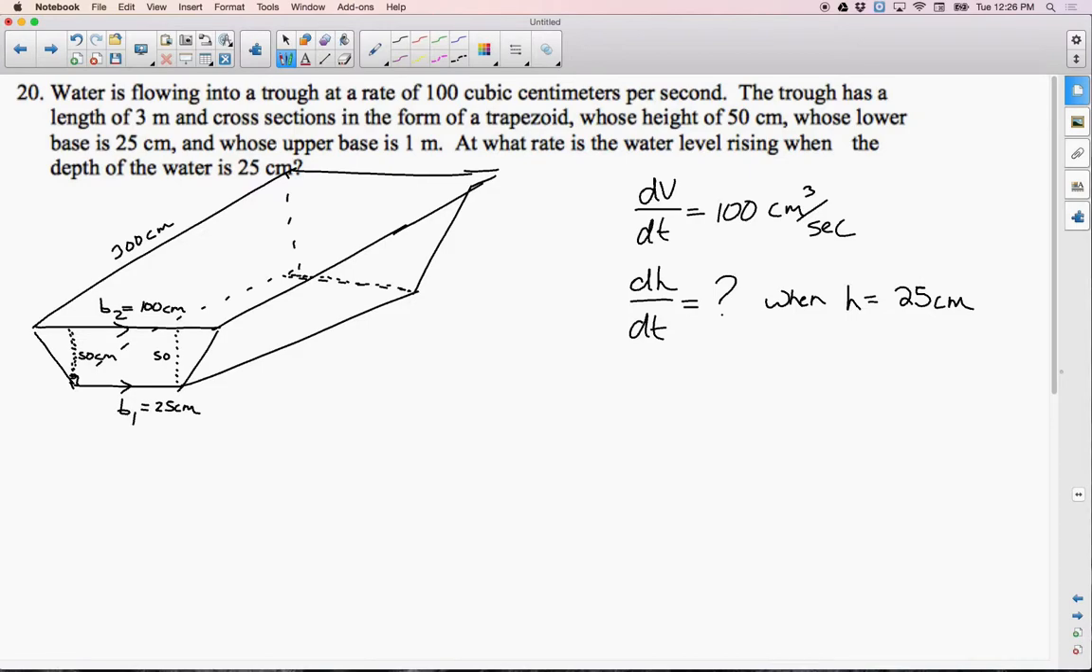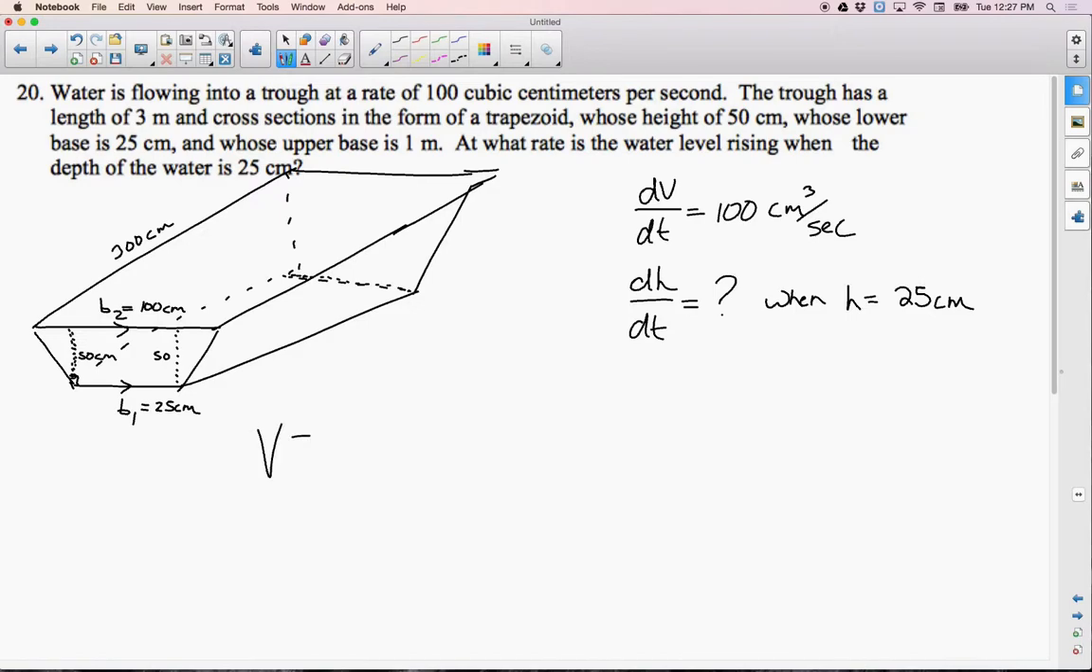Okay? At what rate is the water level rising? Now, here's the deal. We're talking about the volume of the trough. I need the volume formula for a trough. Well, a trough is a prism. And if you were to stand the trough up so that the trapezoid is sitting on the ground, take the trough, prop it up, this would become the base of the trough. The length would become the height of the trough.